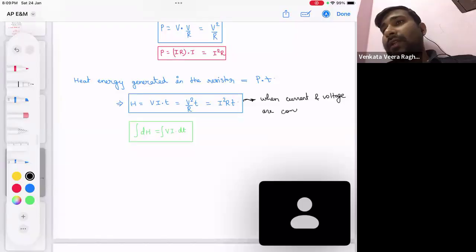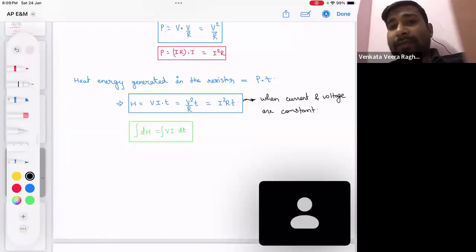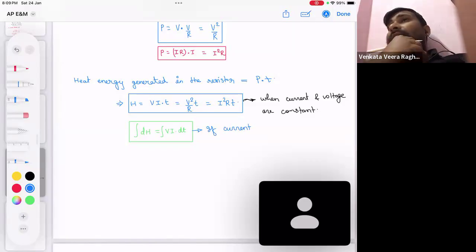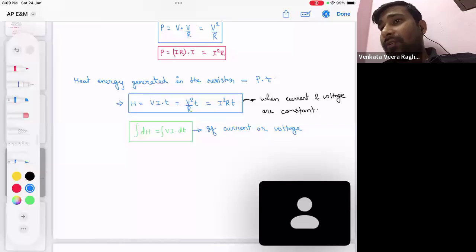Constant. Okay, when current and voltage are constant, we should use this formula. And the second one, when will we use it? If current is variable, the voltage automatically becomes variable. You will see it in the alternating circuit. The voltage and current are what? Variable in nature.